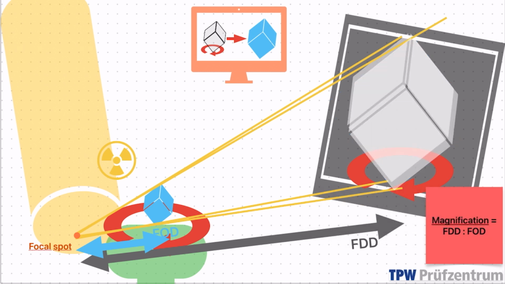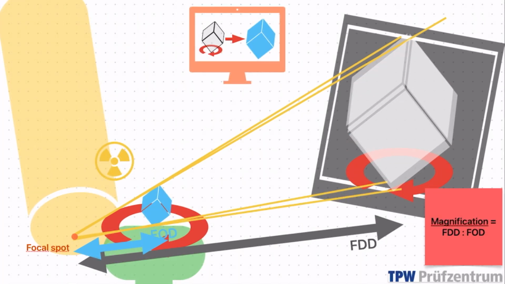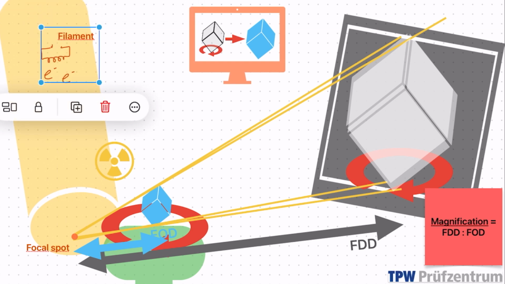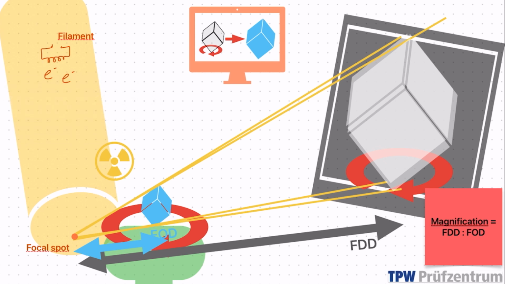The focal spot size itself is a consequence of the things that are happening in the X-ray source. So in the X-ray source, there's a filament that emits electrons. And opposite to the filament, there's the target. And the focal spot actually is generated on the target.